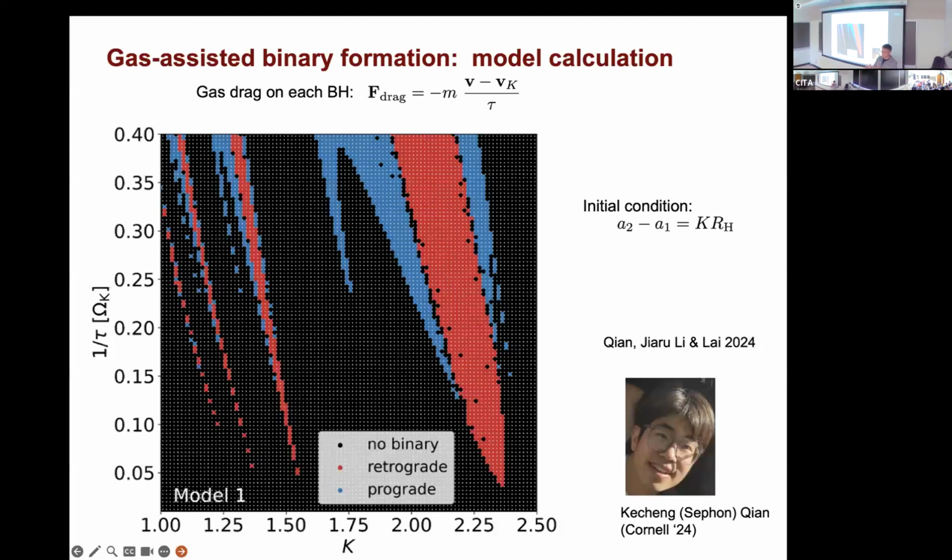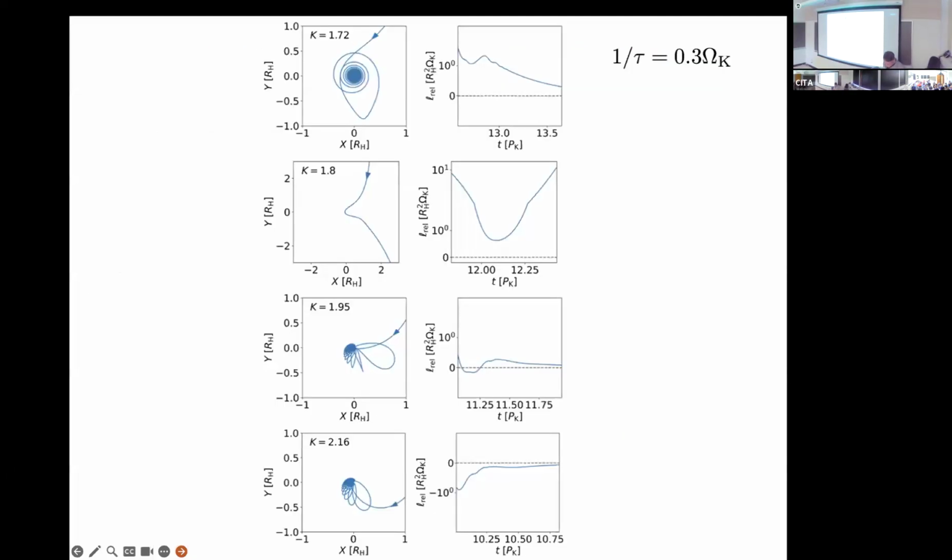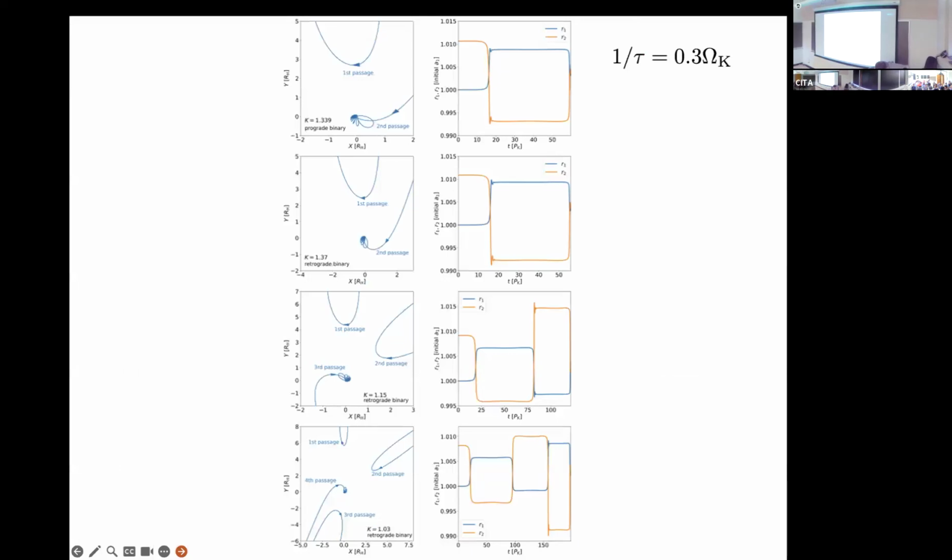In between, you can get a very complicated trajectory. So small K and large K, nothing happens, cannot capture. In between, you can get all kinds of complications, depending on the K value, all kinds of trajectories. This kind of trajectory was studied by a famous paper by Petit and Henon in the 80s.